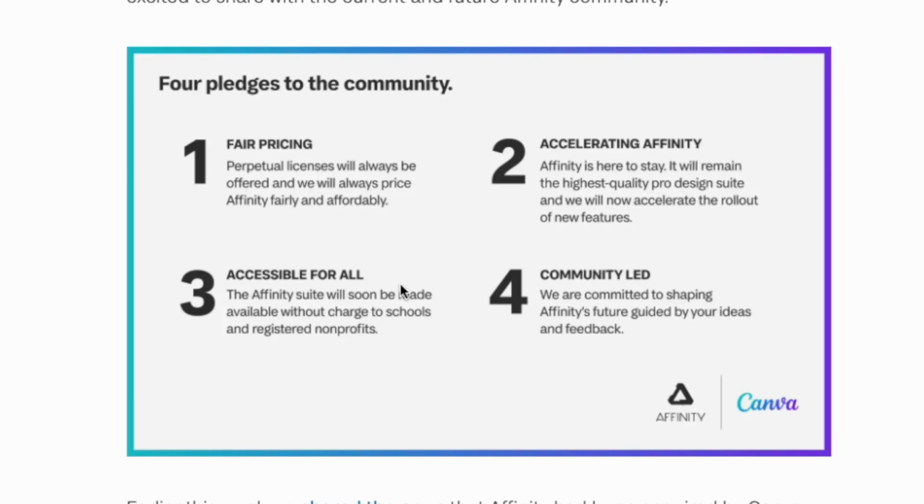accessibility for all, which again I think will be more online, community led too. So they're hopefully listening to us. So keep that in mind when you see what's coming on October 30th. Hopefully they're sticking to these as well. Fair pricing doesn't necessarily mean no subscription model. It just means that they're leaving room, making it kind of vague there.